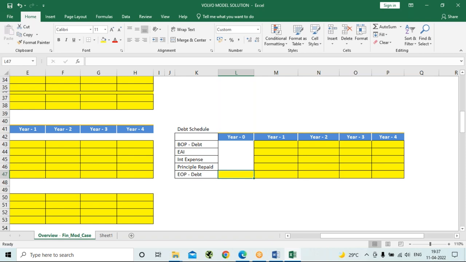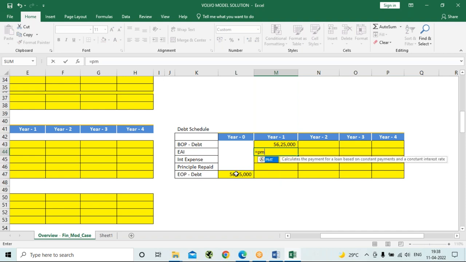So year zero ending of period amount is 56,25,000. It's the loan amount. Good. 56,25,000. And we'll begin with the year zero ending balance. Very good. And EMI is equal to PMT. Yes, so equal to PMT.